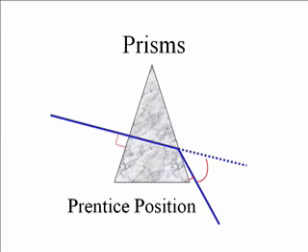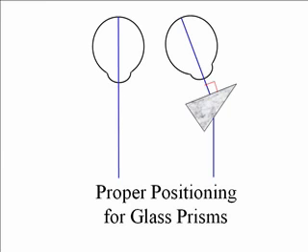You'll note that the Prentice position is not the orientation of minimum deviation. However, the Prentice position is the position of calibration for glass prisms. So if we have a patient and we are correcting the tropia, in this case an exotropia, with a glass prism, we want to orient the glass prism in the Prentice position in order for the little calibration mark at the bottom of the prism to be accurate, to represent what the prismatic power is that we're actually obtaining.